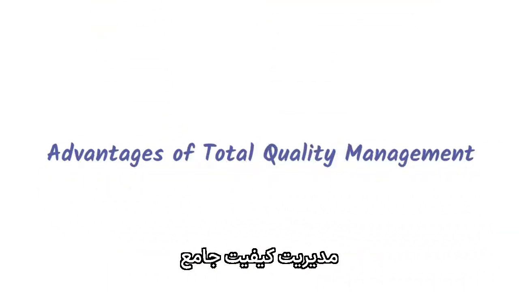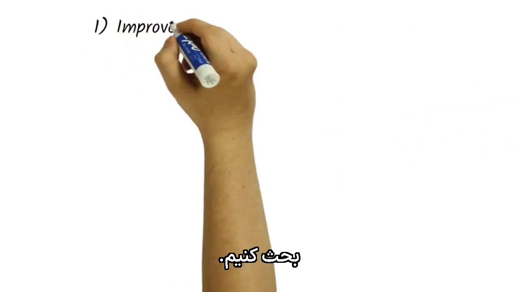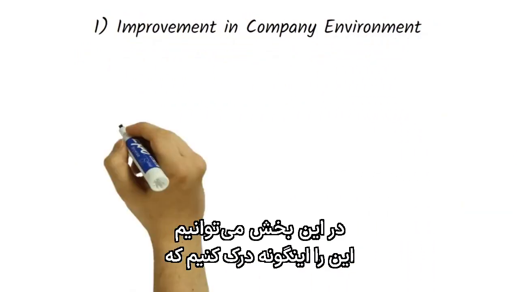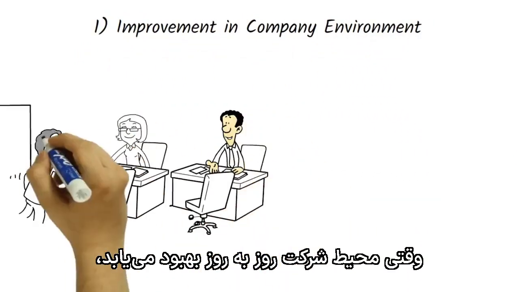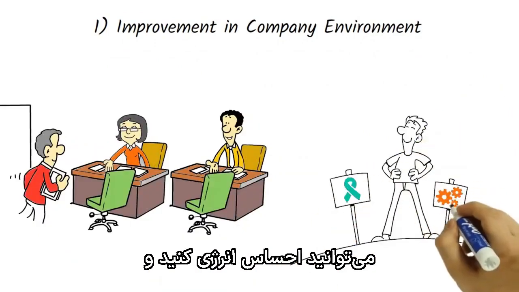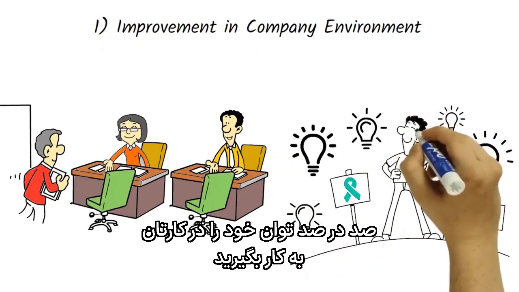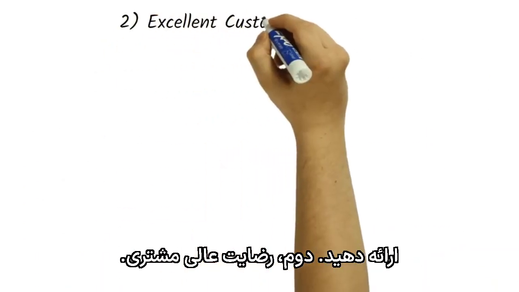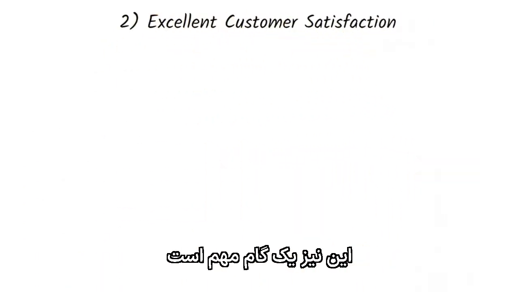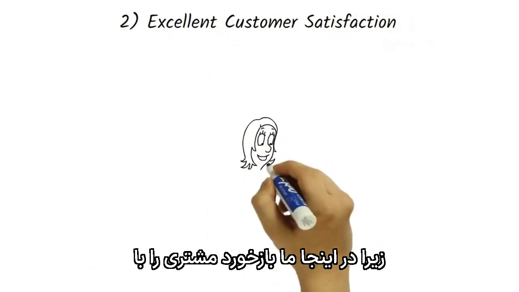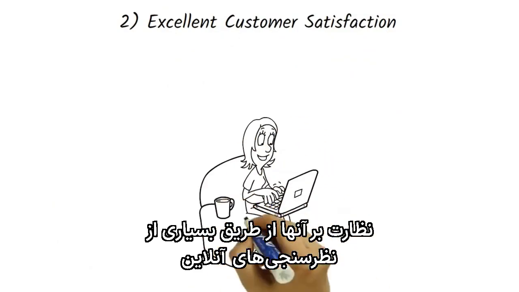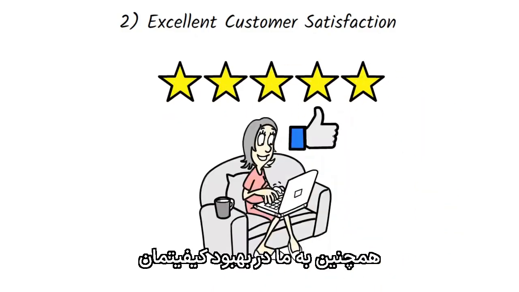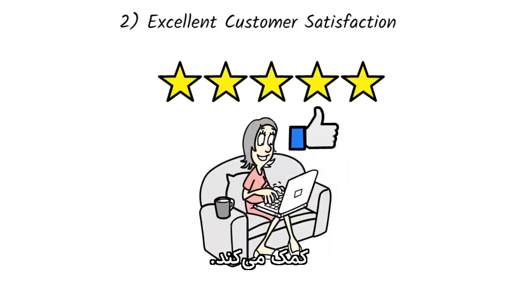Moving on, let us discuss what the advantages of total quality management are. First, improvement in company environment. In this section, we can understand it as: when the company environment improves day by day, you can feel energetic and give your 100% to your work and give your bright ideas which are suitable for the company. Second, excellent customer satisfaction. It is also an important step because here we are gathering the customers' feedback by monitoring them through many online surveys and from the ground level, which also helps us to improve our quality.